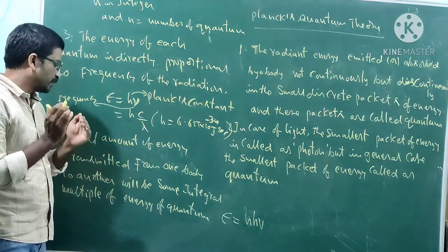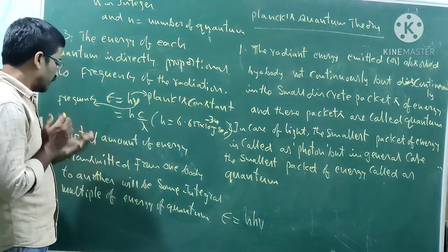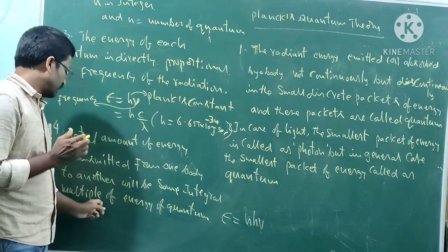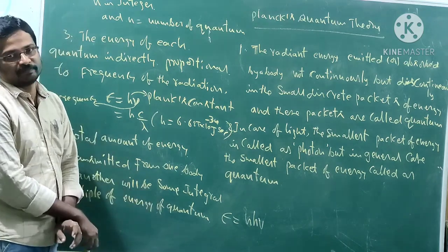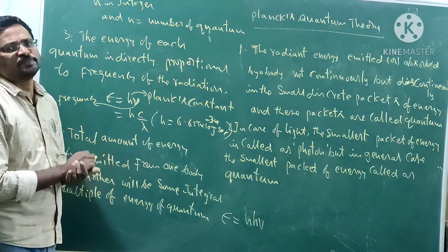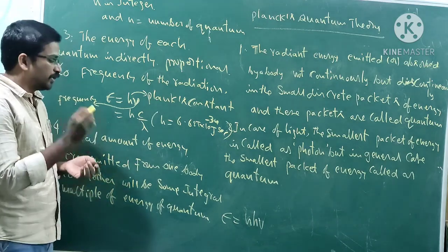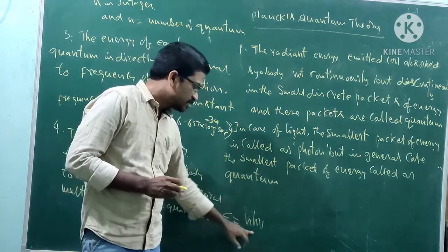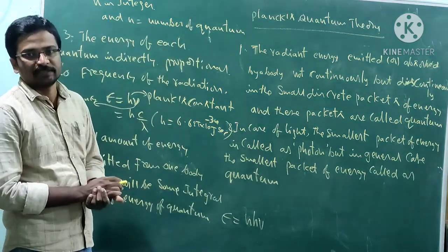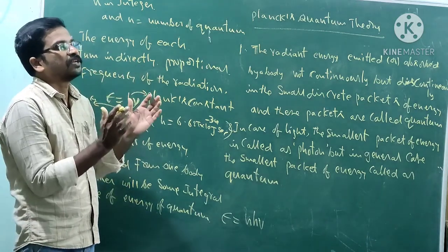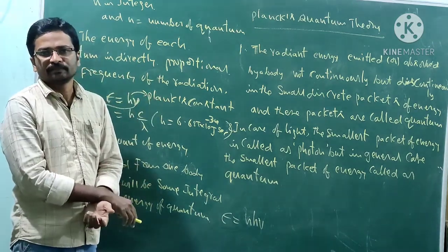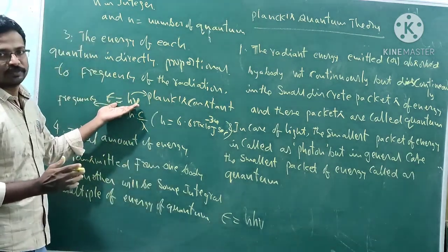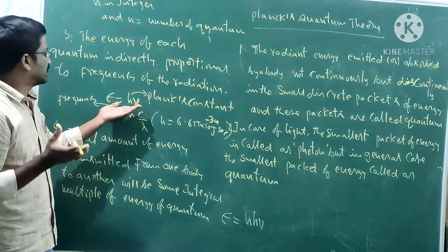Next point: the total amount of energy transmitted from one body to another will be some integral multiple of the energy of a quantum. Total energy transmitted E is equal to n h nu, as there are multiple quantums present. The relation for one packet of energy is E is equal to h nu.